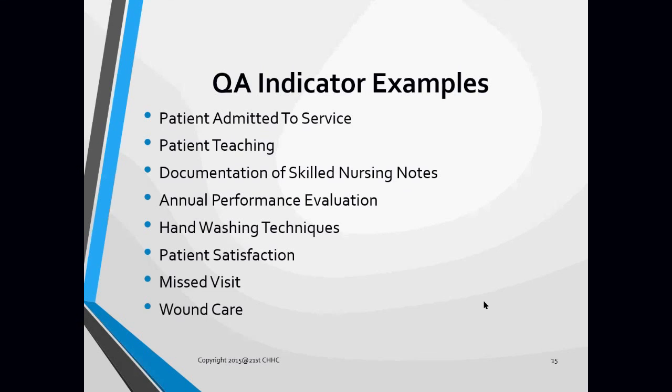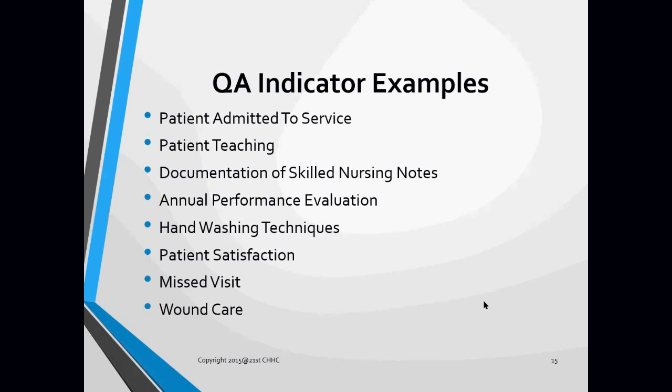Documentation. I've got skilled nursing notes on the slide, but it could be documentation by your home health aide, by your companion, by your physical therapist. So that could be for any agency. The annual performance evaluation talks about evaluating your employees, making sure that they're following policies and that they're executing their job description. Hand washing techniques, patient satisfaction surveys. These are really important.